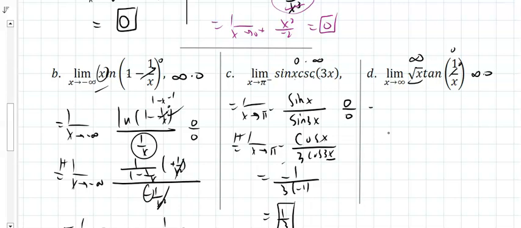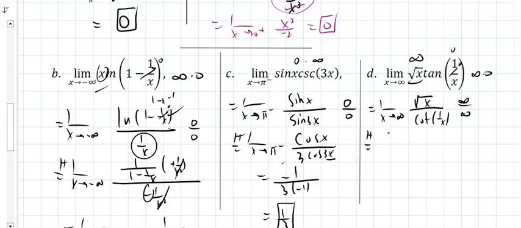I need to manipulate it. Well, I have a couple of options. I'm going to go with the option of leaving this out. When I move this to the bottom, that's the cotan of 1 over x. That's infinity. If tan is 0, cotan is infinity.